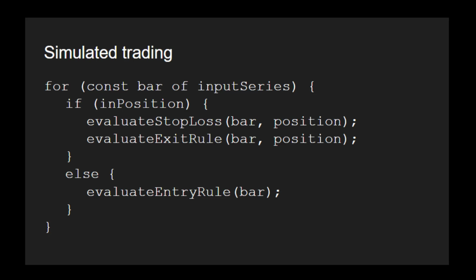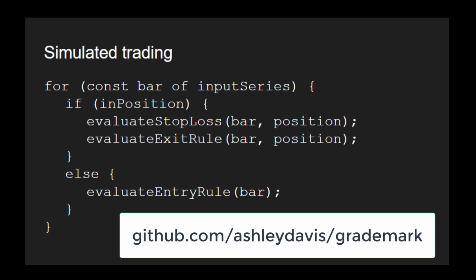I've simplified things a lot here. This is actually more like pseudocode than real code. The real code for this is actually quite a bit more complicated, but I really just wanted to get you the gist of it because we aren't going to write all this code from scratch. We're going to use my open source API for backtesting in JavaScript that I've called GradeMark. GradeMark essentially does what you see on screen here, but it also does quite a lot more as well.